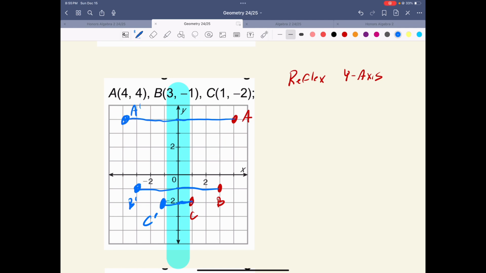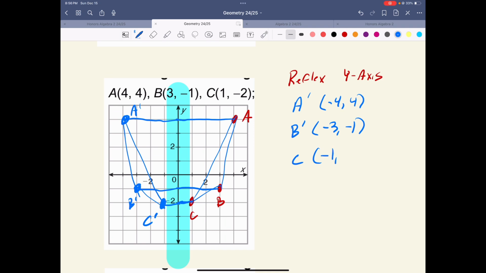But again, you can decide how you want to do it. If you want to go ahead and draw it, you can certainly do that. But you don't even really need to do that. My A is at 4, 4. So when I'm crossing my y-axis, my y value is staying the same, but my x value is going to the opposite. So my A prime is negative 4, 4. My B prime, my x is going to be negative 3. My y value stays the same, negative 1. C prime is going to be negative 1, negative 2. And that's the reflection across the y-axis.